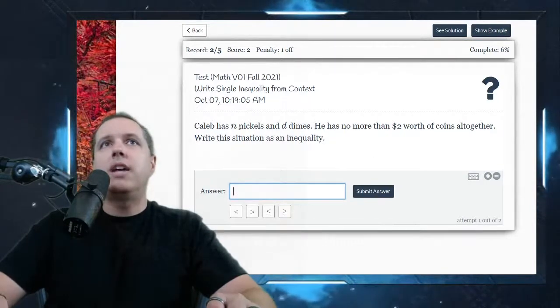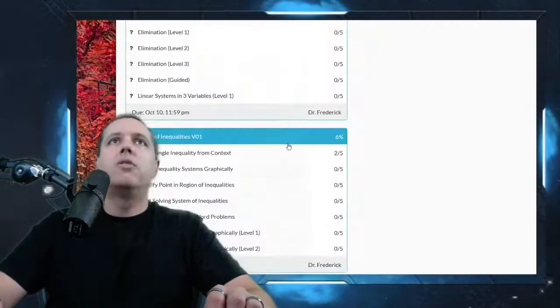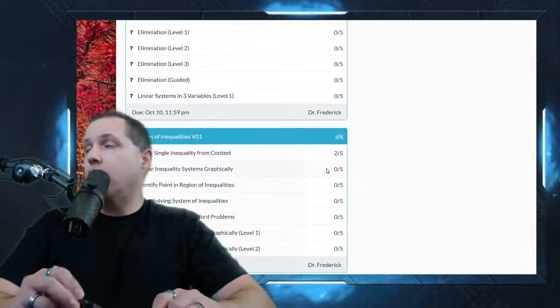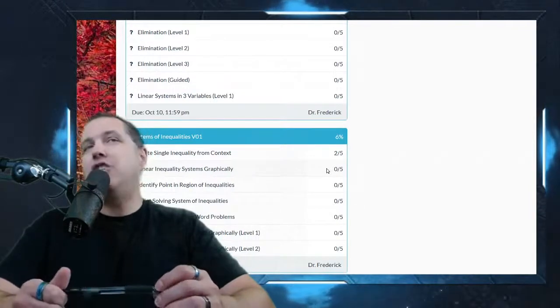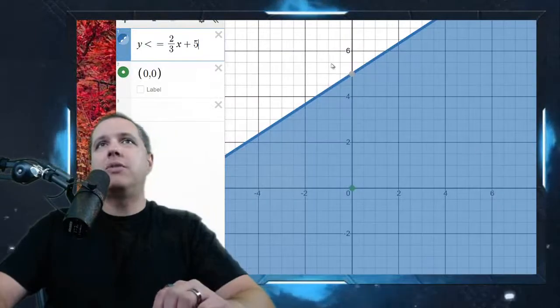figure this out. See, Caleb has N nickels and D dimes. He has no more than $2 worth of coins altogether. Write the situation as an inequality. Yeah, okay. So it's kind of the same thing. So that is how you take a real world description and change it into a mathematical inequality. So now let's go back and think about systems of inequalities.